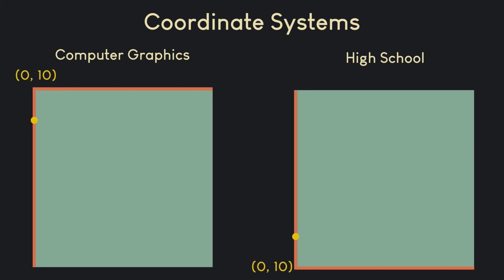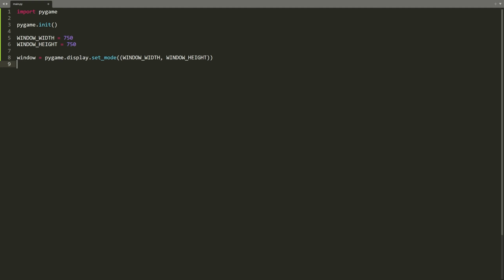This means that a point at 10, 10 will be located 10 units to the right and 10 units down from the origin. We will be using the top left corner coordinate system today. That's why it is important to understand the differences between these two coordinate systems. Now that we have created the window, we need to give it a title. We do that by using the setCaption function. pygame.display.setCaption, parenthesis, quotes, game of life.